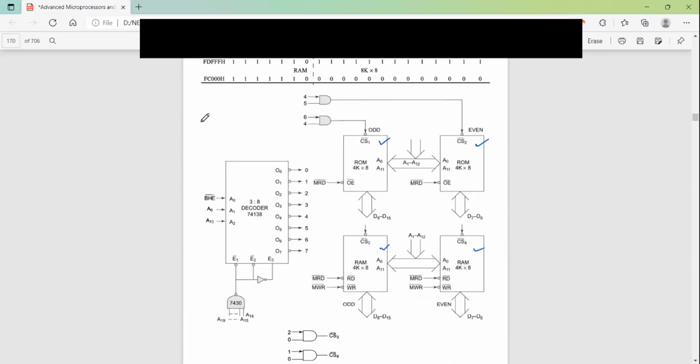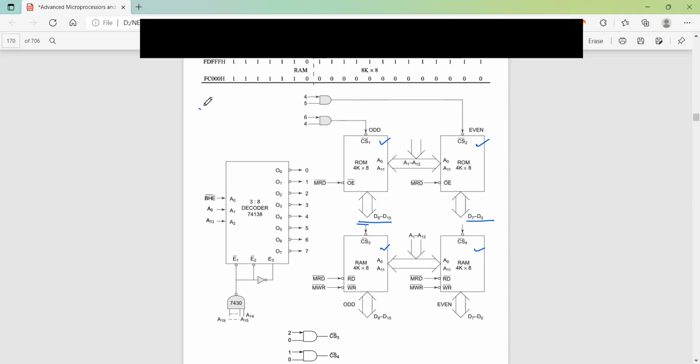Now, just understand this. How many bits do we have in total for the address? Let us consider the address first, and the data you can already see over here. D0 to D7 is selecting the even data bus, and D8 to D15 is the odd data bus. This is the ROM, this is the RAM. So they are connected in parallel. Now let us consider the address bus.